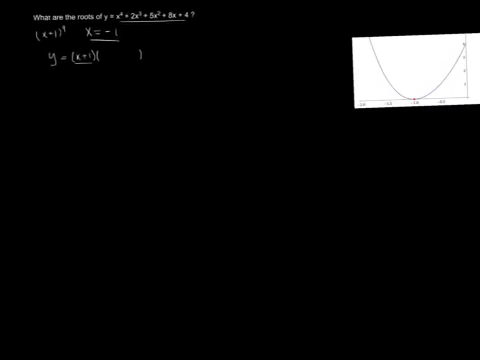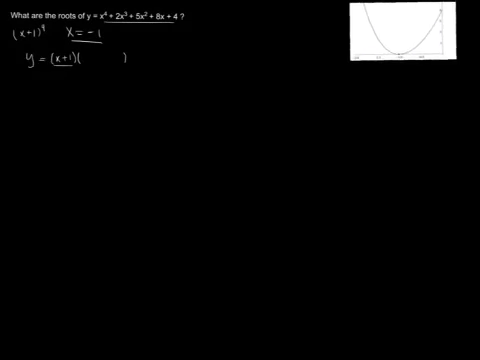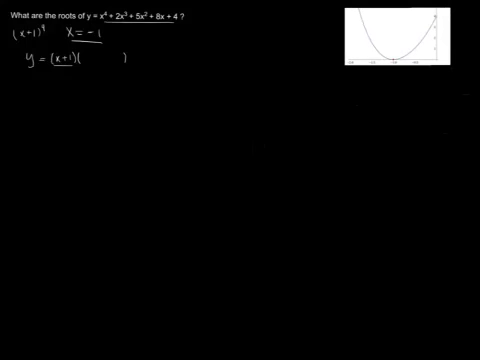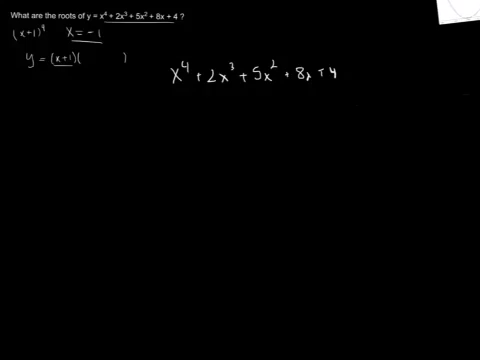So using this train of thought, we're going to go ahead, clear a little space up, and get to work here. So I have x to the 4th plus 2x cubed plus 5x squared plus 8x plus 4. Now look at this even farther out of the way. And we're going to divide by x plus 1, just like so.